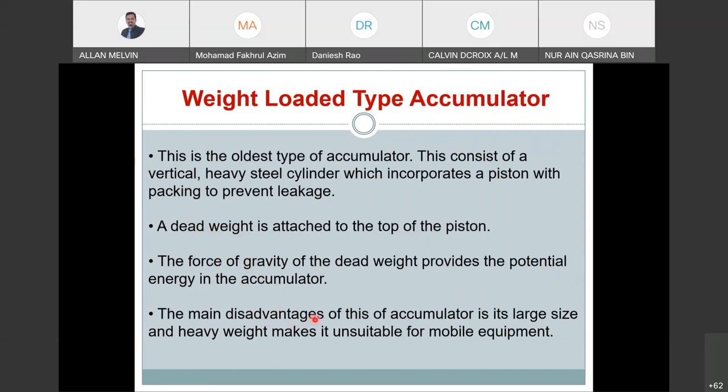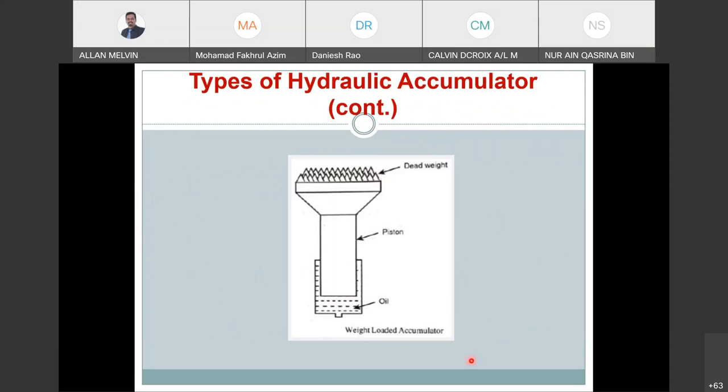And the main disadvantage is the size and the heavy weight. As we saw last week, we have stationary hydraulics as well as mobile hydraulics. Maybe it is suitable for a stationary system, but it cannot be used for mobile equipment like your excavator or crane. So that's one of the disadvantages.